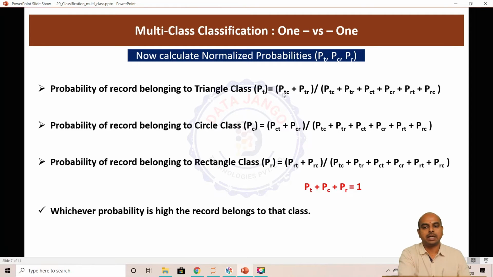If you look at this, it is going to be probability of triangle plus triangle circle plus triangle rectangle divided by all probabilities. Why we are doing this is, we need the total of the probability for triangle, probability for circle and probability for rectangle to be equal to 1. For each record you are going to get 3 probabilities. If you sum all 3 probabilities, you should get 1. Right? Whichever probability is high, the record belongs to that particular class. This is how the one versus one classifier works.